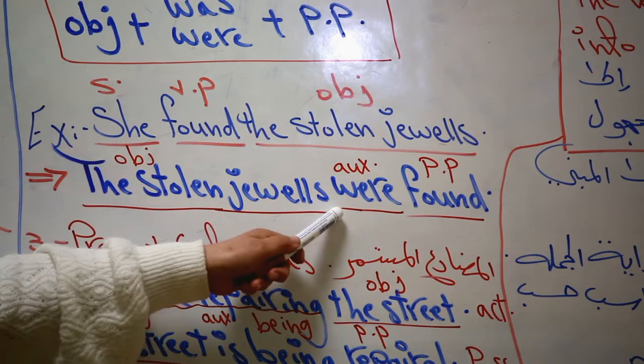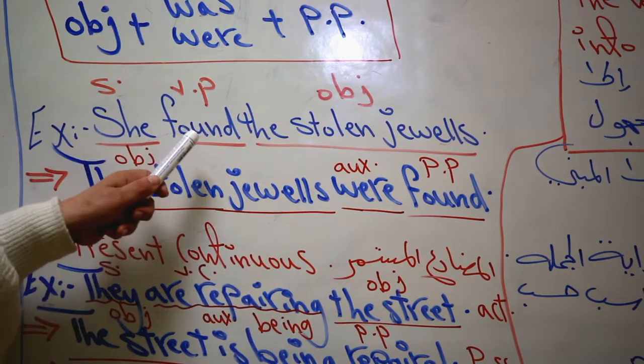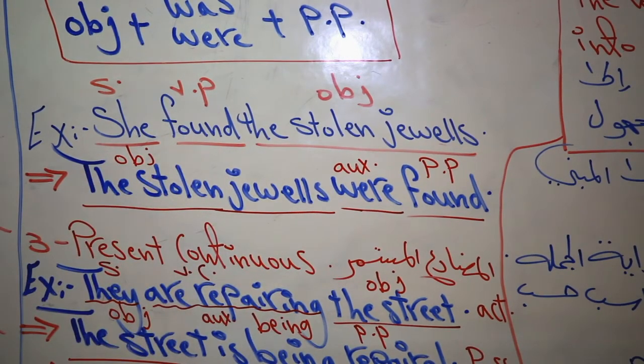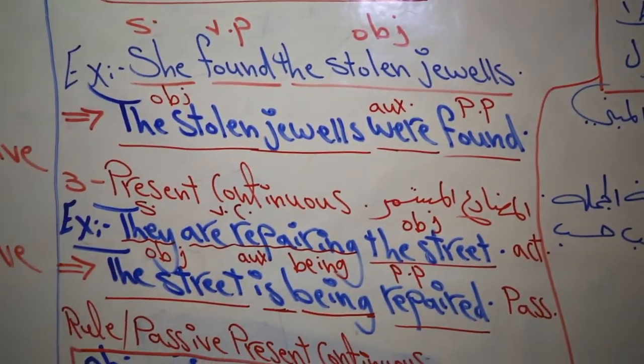جمع. إذا أستخدم were. The stolen jewels were. الفعل found. I change it into past participle. It's what? Found also, because find, found. So the past participle of found, it's what? It's found.